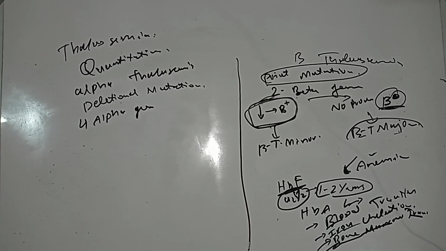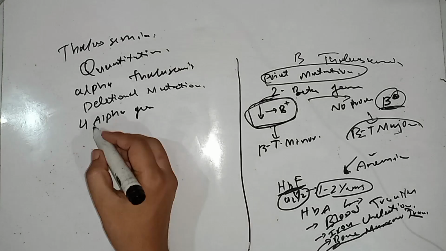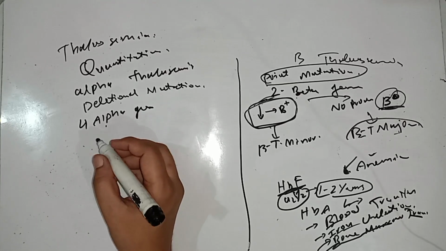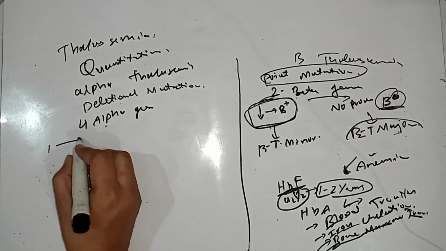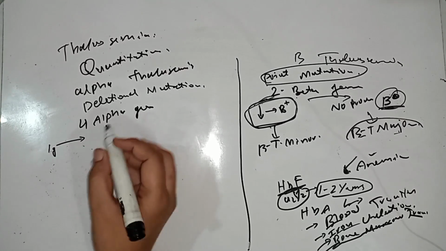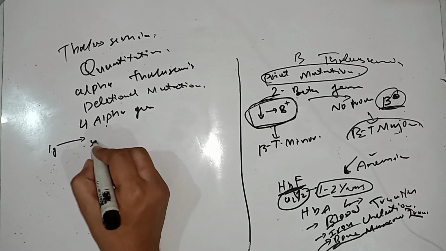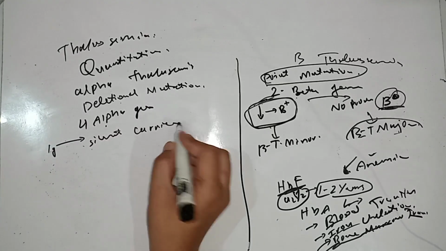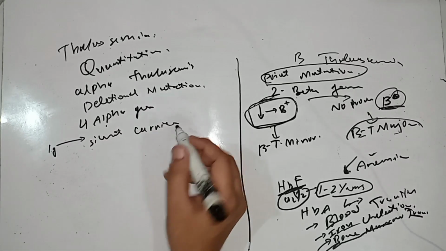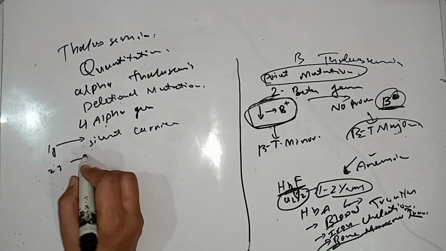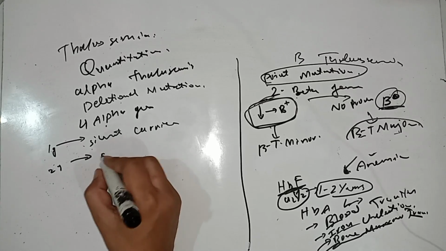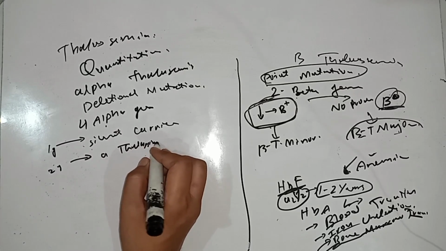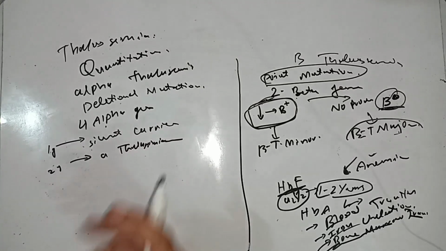In alpha thalassemias, there are 4 alpha genes. Depending upon the defect, they have different variants. For example, if one gene is defective, then the condition is called silent carrier of alpha thalassemia. Silent carriers don't show clinical symptoms. If 2 genes are defective, then the patient has alpha thalassemia trait, which is also a mild condition.